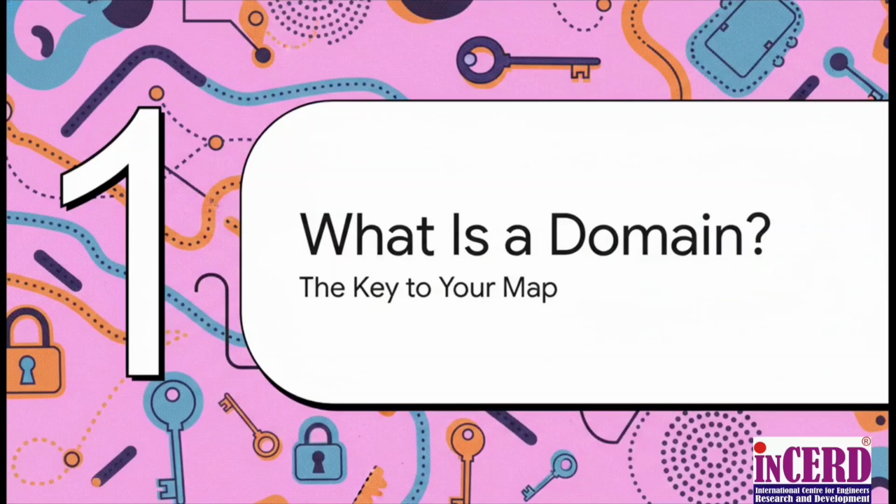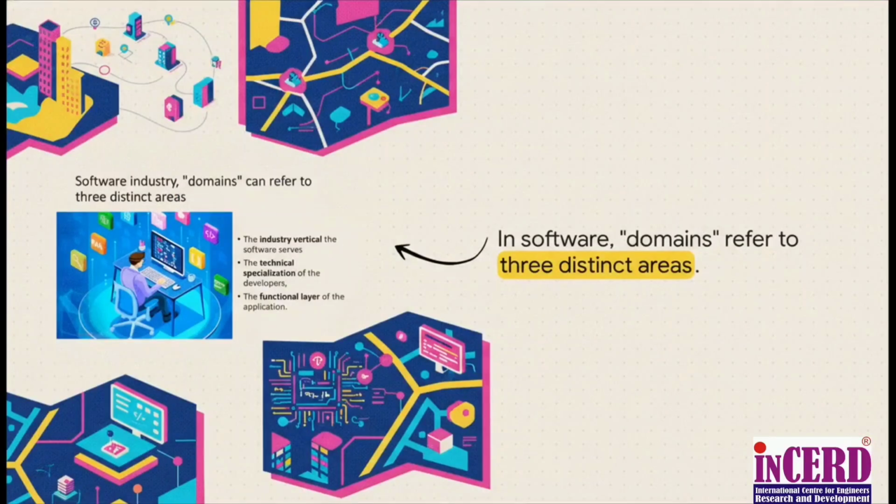Okay, let's dive right into this. To understand our map, we first need to get our hands on the key, and that key is understanding the concept of a domain. This one idea unlocks everything else. You see, the word domain isn't just one single thing. It's actually a way of looking at the tech world from 3 totally different angles, kind of like having 3 different types of maps for the same place. You've got a map for the industry you work in, another for your specific technical skills, and a third one for how a single project is actually built.